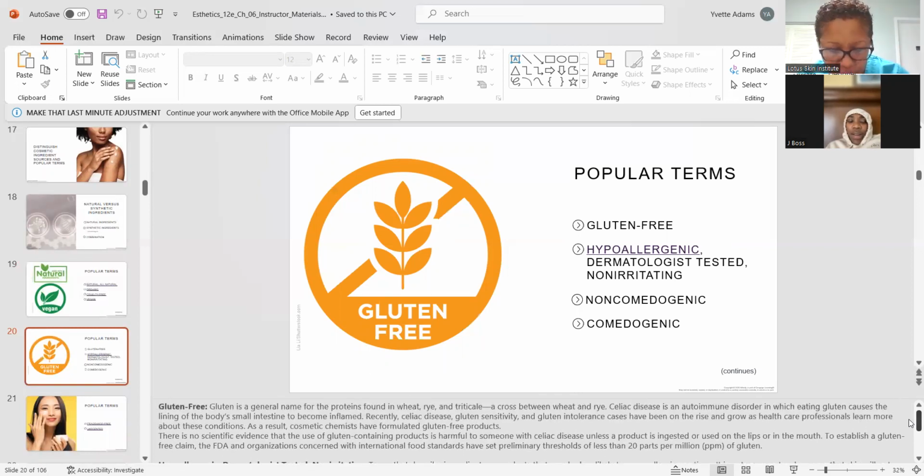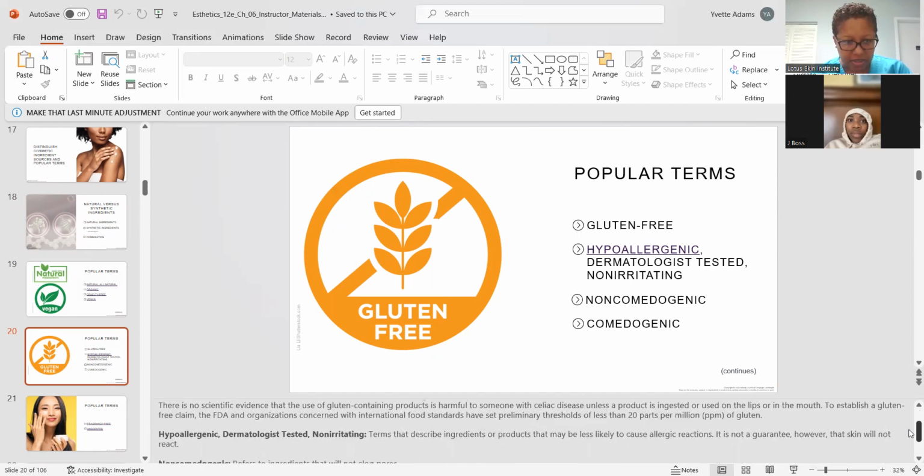So to establish a gluten-free claim, the FDA and organizations concerned with this have set preliminary thresholds of less than 20 parts per million of gluten. So whatever the container is, it cannot be more than 20 parts per million. Whatever the unit of measure is, if it's a million, it can't be more than 20, whether it's milliliters, whatever. And then it talks about celiac disease up there.